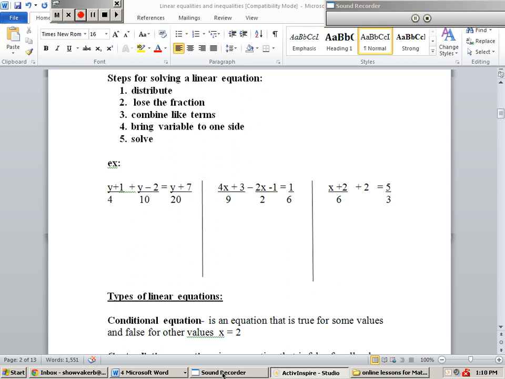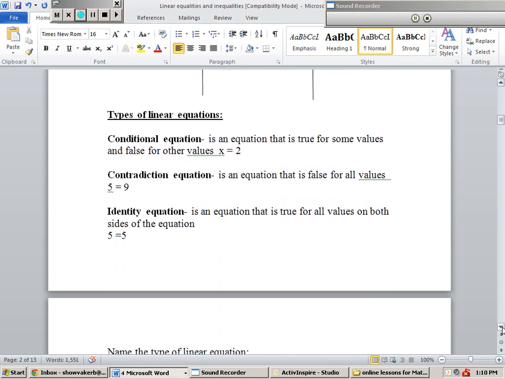So using those 5 steps, you can work your way through an equation without getting stuck. There are different types of linear equations. There's a conditional equation, which are the ones we just did, where x comes out as one value. There is a contradiction equation, which is an equation that is false for all values. For example, if the variables would drop out, you would end up with two numbers equal to each other, and neither of the numbers equal each other. For example, 5 and 9. That will never happen, so that's a contradiction equation.